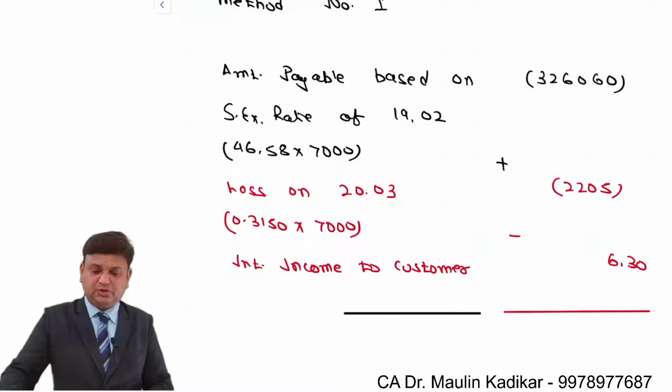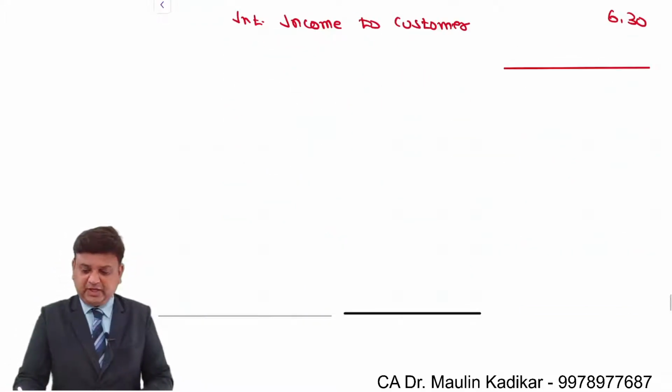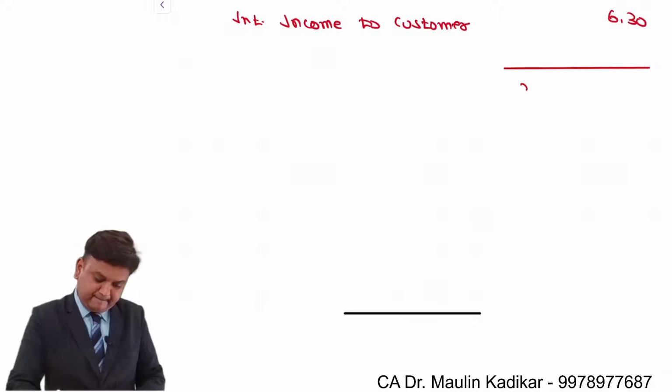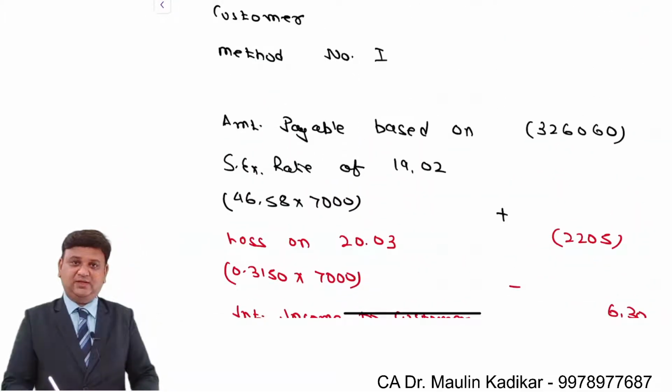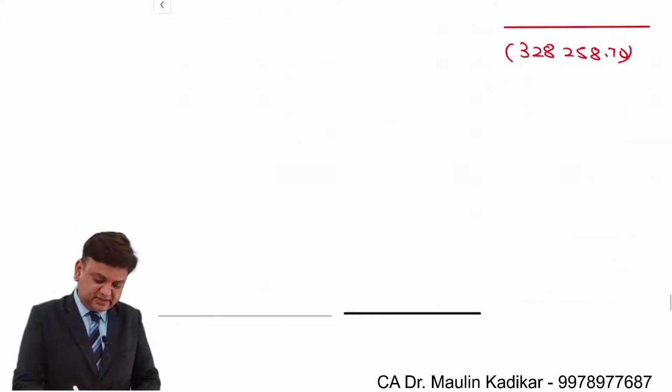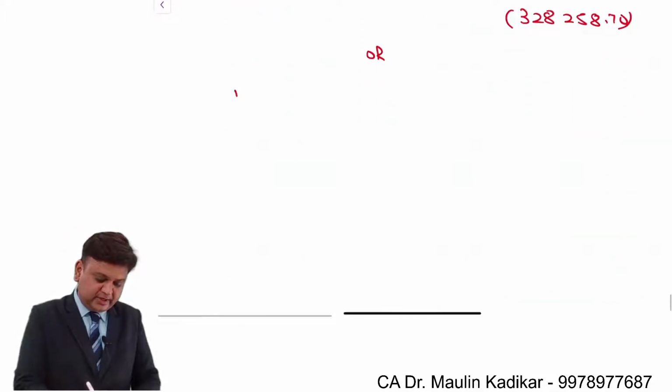3,26,016 plus 2205 minus 6 rupee 30 paise. So 3,28,258.7. This is the way you can make a detailed calculation of answer. Or otherwise, you can do answer by method number 2. Method number 2 is like this.